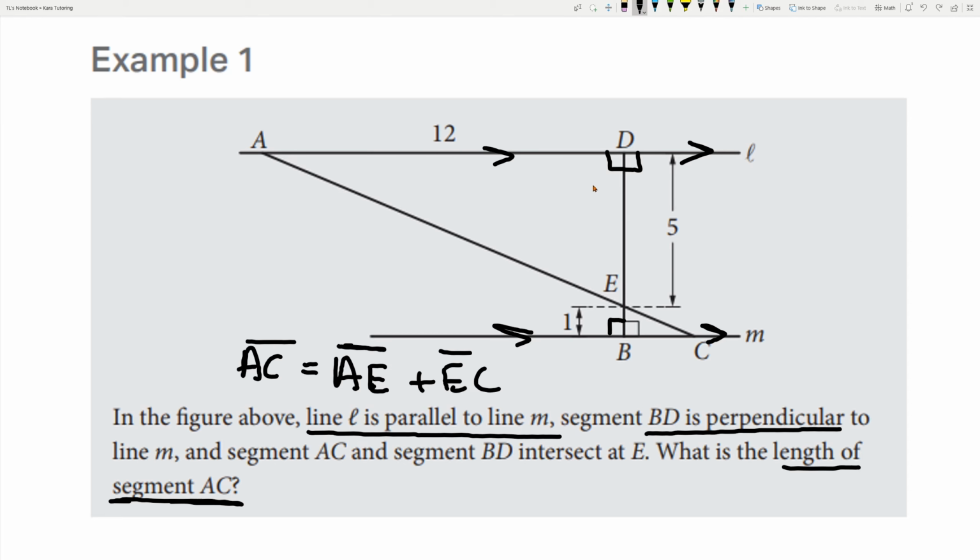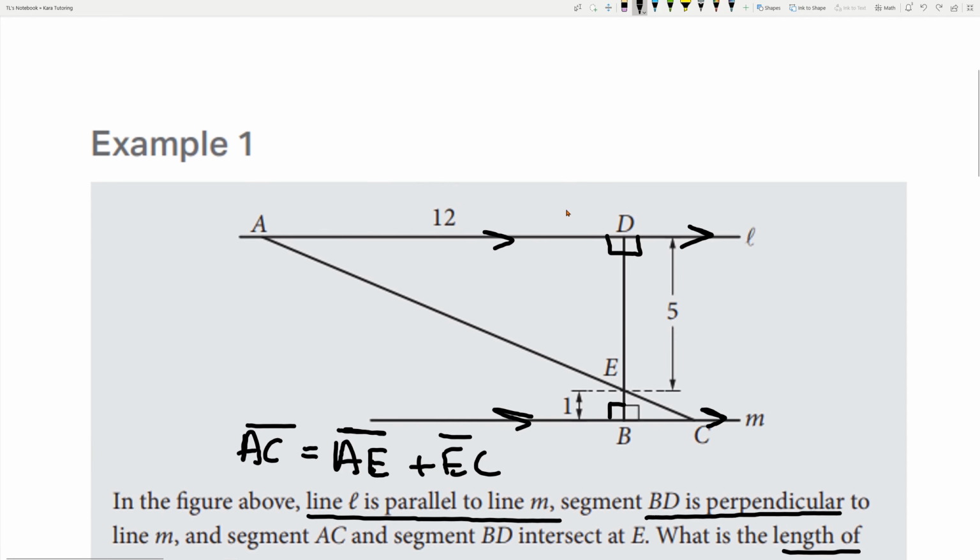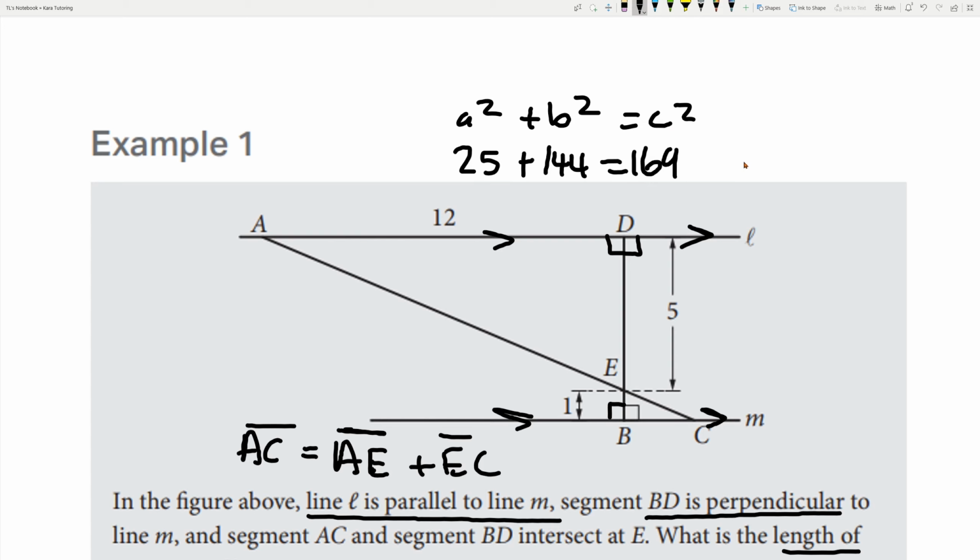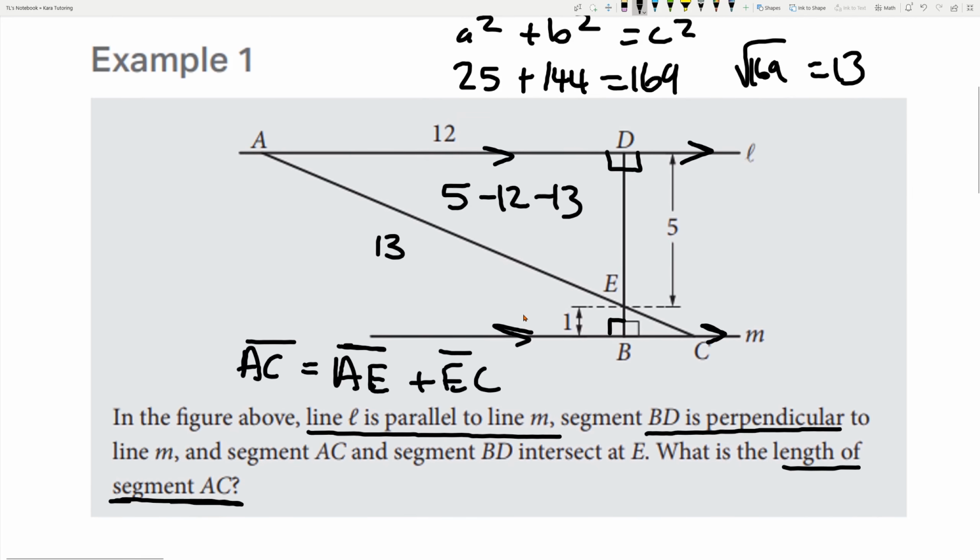So now we have a right triangle, we could use the Pythagorean theorem. So it's going to be 5 squared, 25, plus 12 squared, 144, which is 169. And that's a squared plus b squared is equal to c squared. In order to find c, which is the hypotenuse, we take the square root, and we get 13. You could also recognize this as a 5, 12, 13 triangle, a Pythagorean triple.